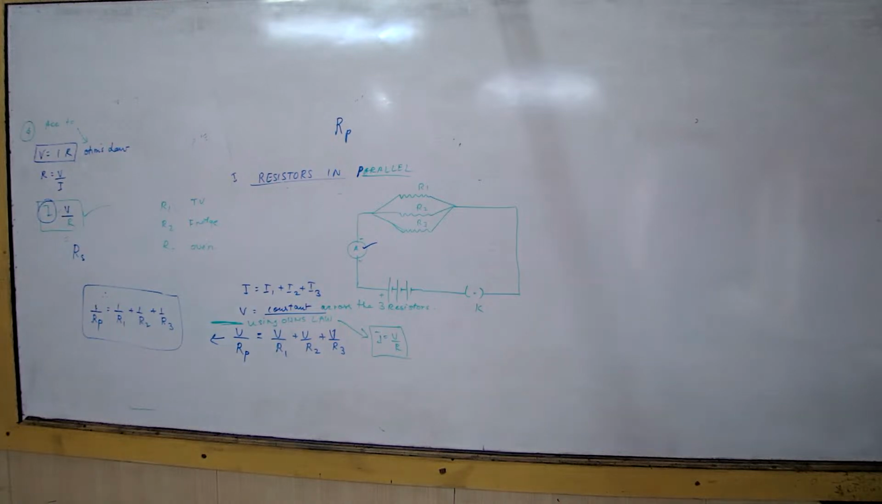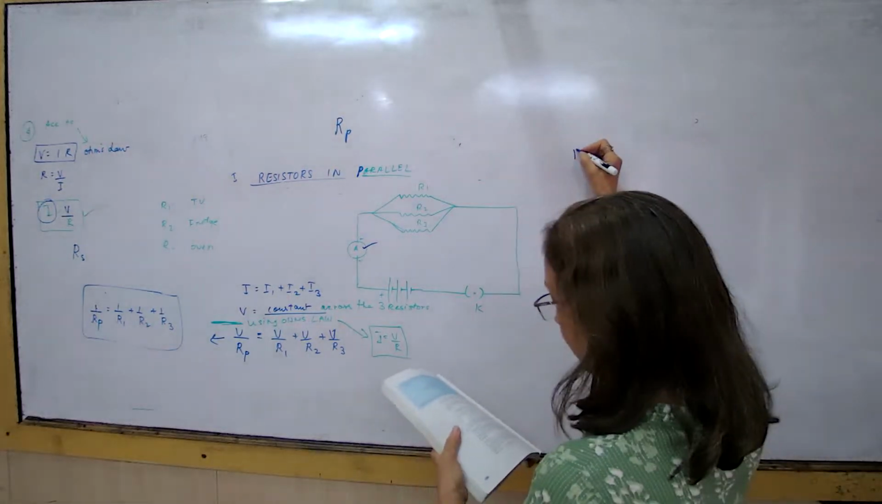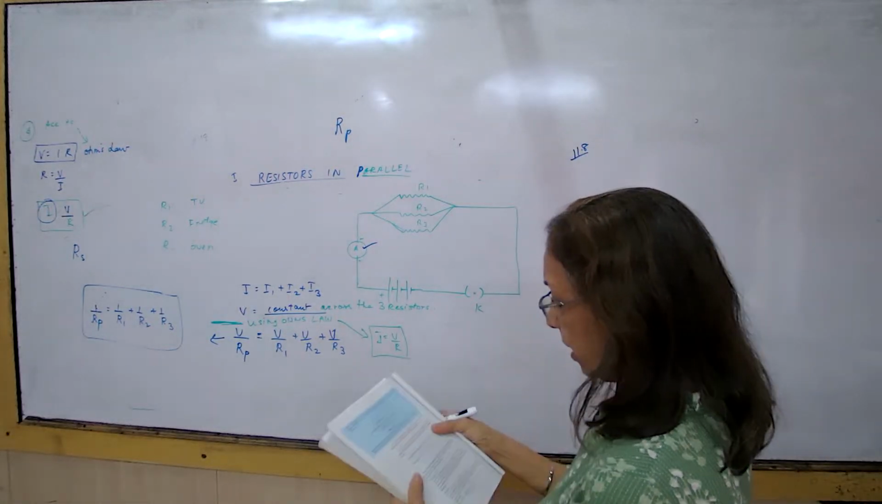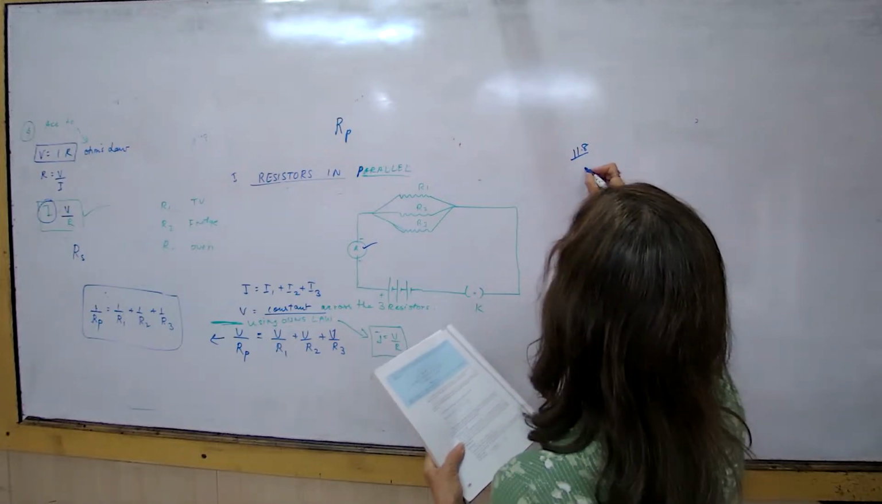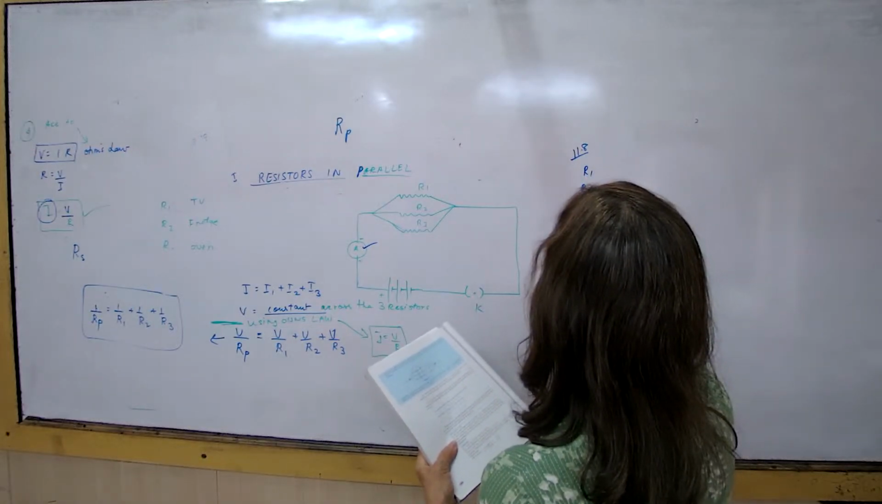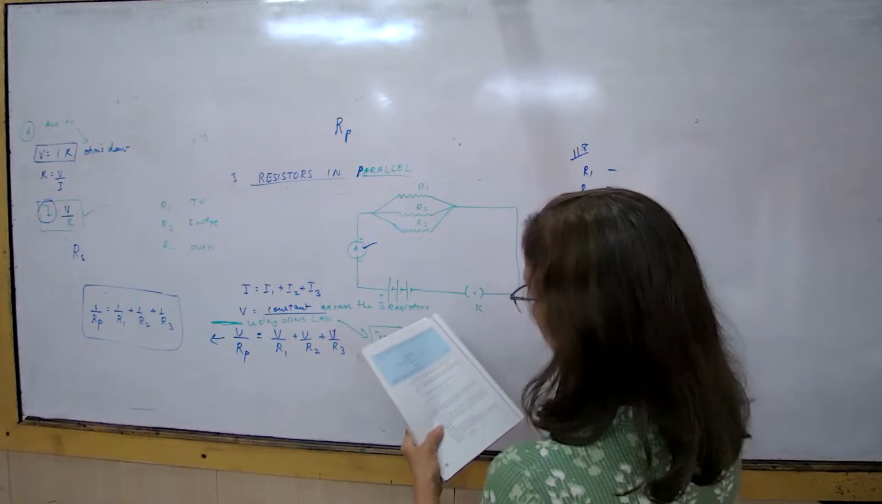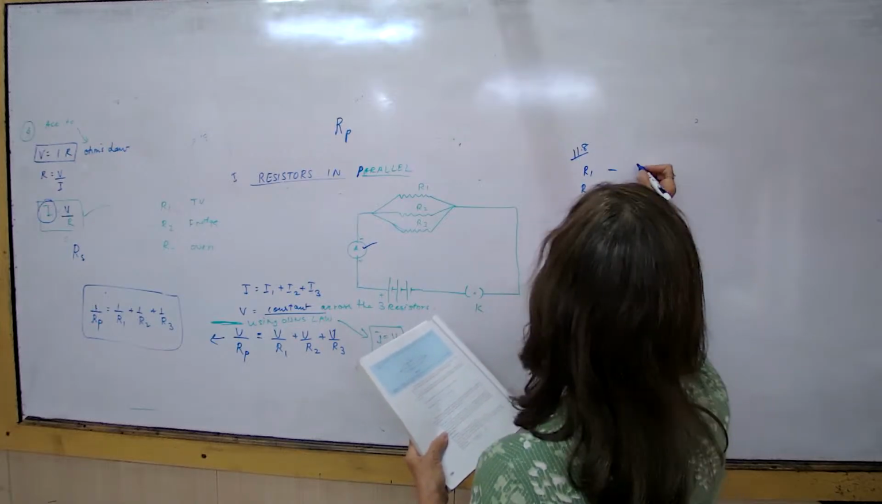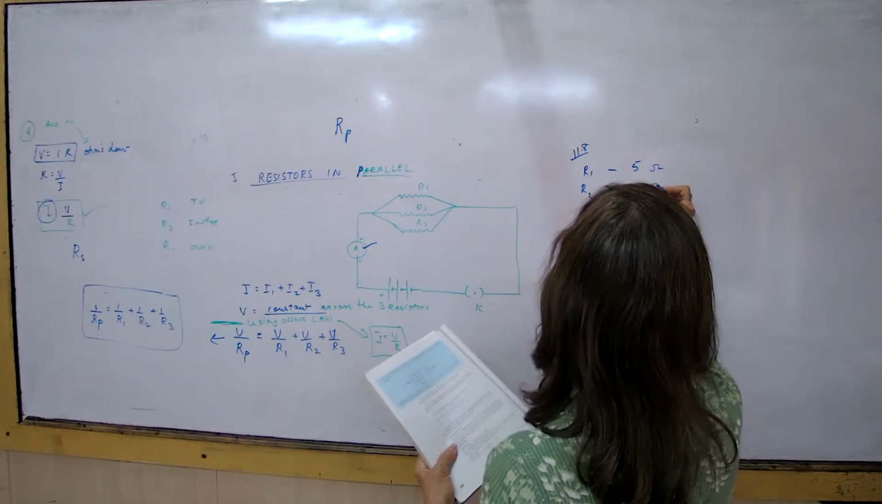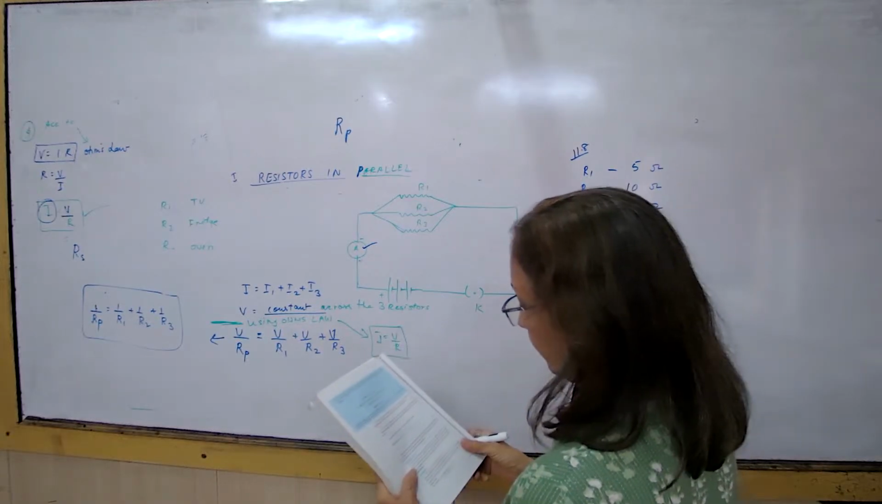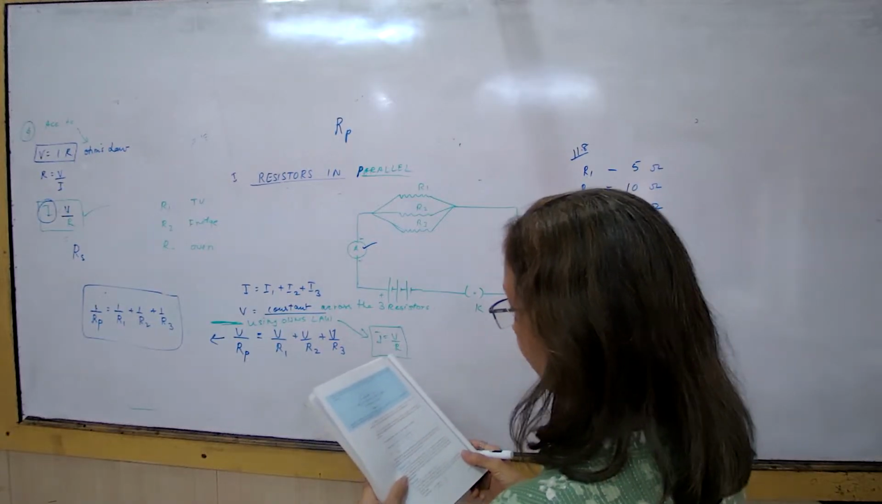Now let's do this example 11.8. It's an example sum, but it is very nice because we'll understand how to plug in the numbers. In the circuit diagram, suppose the resistors R1, R2 and R3. Write down the values: 5, 10 and 30, which have been connected to a battery.